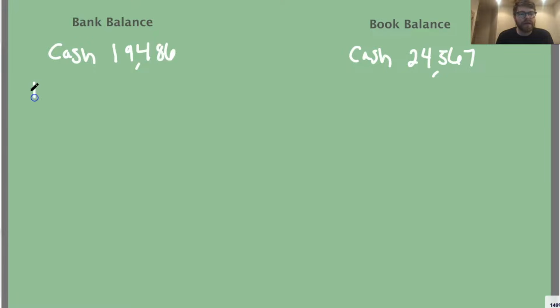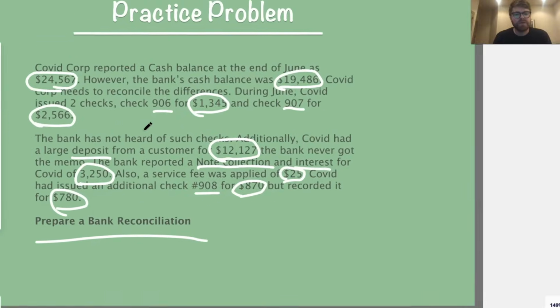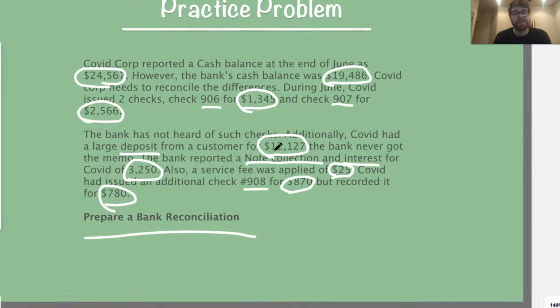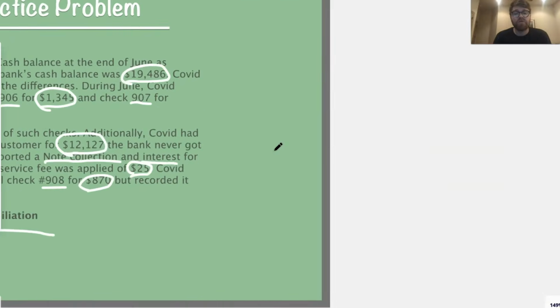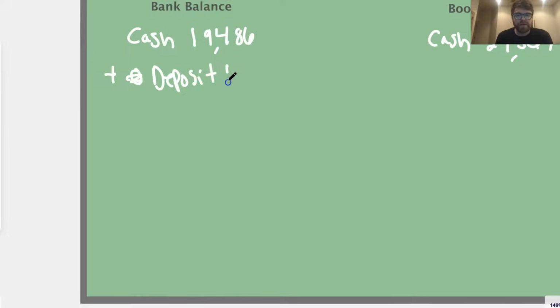Now we know we're going to add any type of deposit in transit. I'll just call it deposit for now. Let's try to find some if we have any. So I saw a deposit right here. COVID had a large deposit from a customer, but the bank never got it. So that's a deposit in transit. The bank never did it. It's for 12,127. So write that in here.